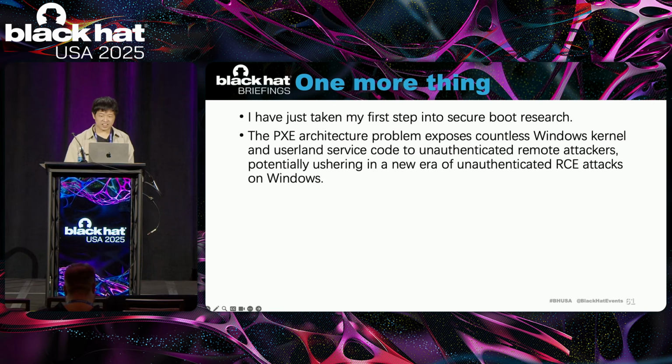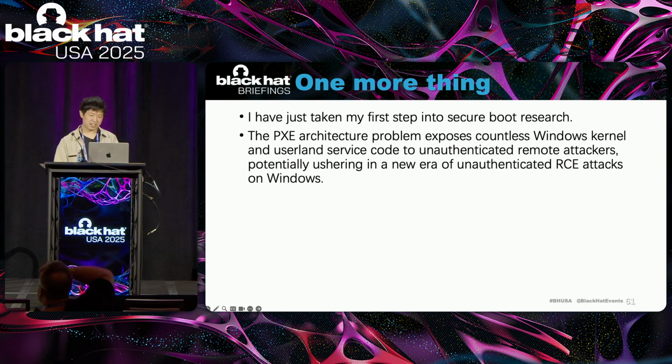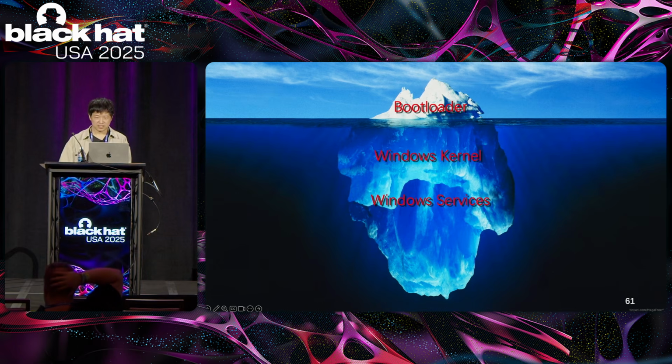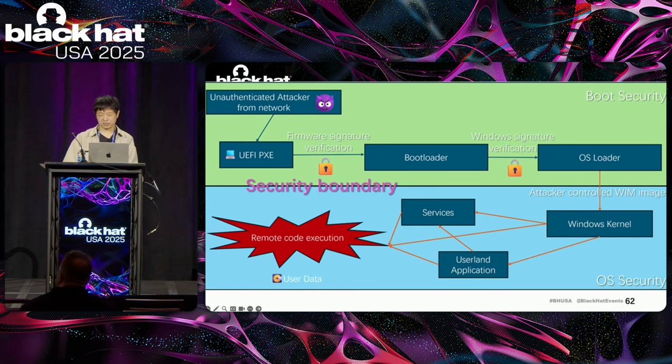The PXE architecture problem exposed countless Windows kernel and userland service code to unauthenticated remote attackers, potentially ushering in a new era of unauthenticated RCE attacks on Windows. It's just like this picture shows. The Windows bootloader is just a small piece of the full SecureBoot chain. Any weak point deep underwater will render our hard work on fixing SecureBoot's issues not as fruitful as we expected. Today, we are going to introduce a new attack vector that blows the security boundary.